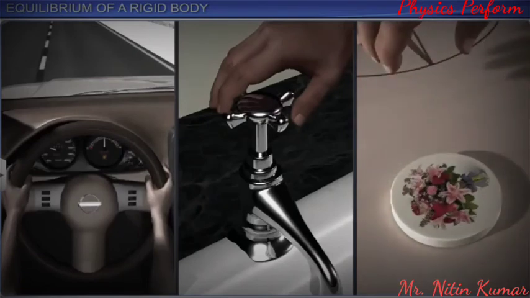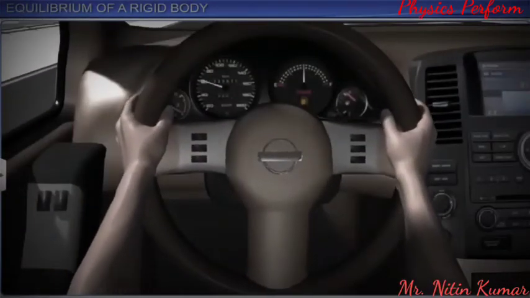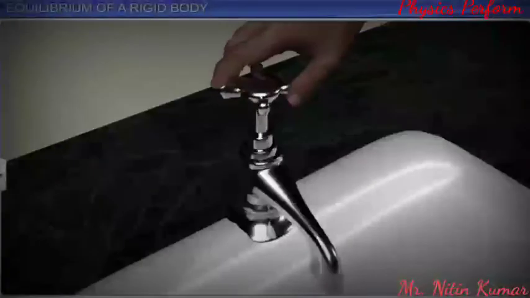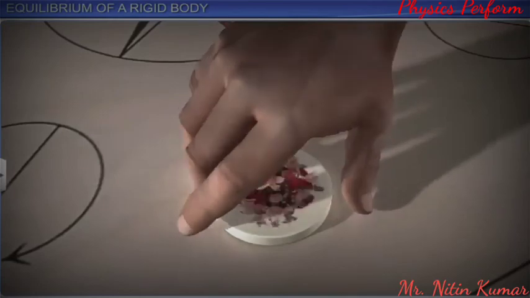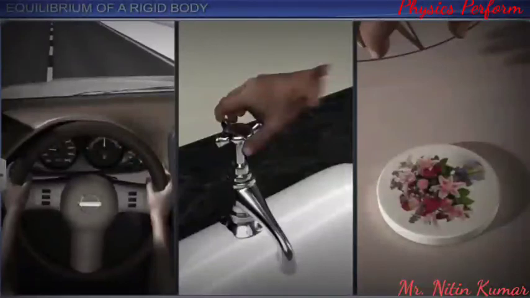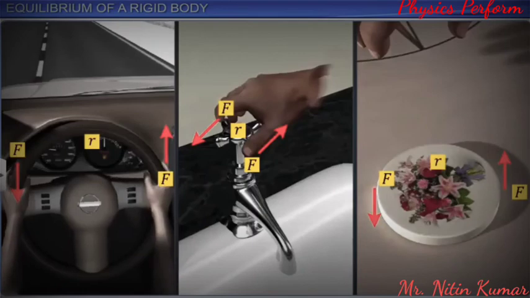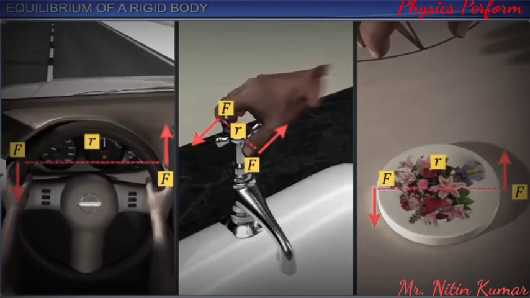2 parallel forces that are equal in magnitude and opposite in direction, acting on a rigid body with a different line of action, form a couple. For example, a couple is needed to rotate a steering wheel, or to open a tap, or to make a carom striker rotate. Moment of couple tau is equal to r cross F, where r is the perpendicular distance between the 2 forces.